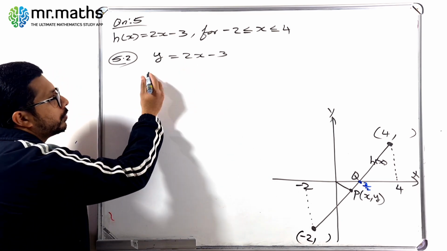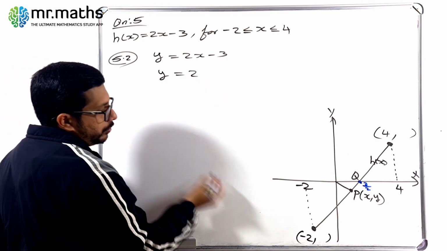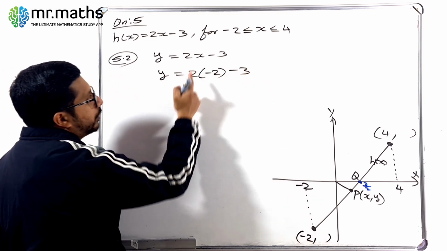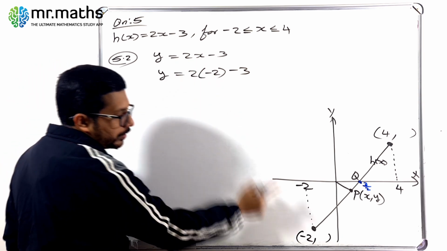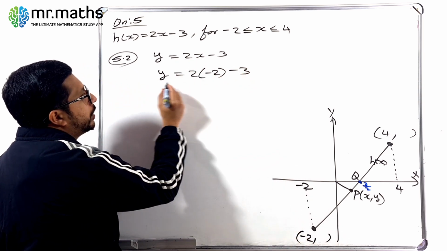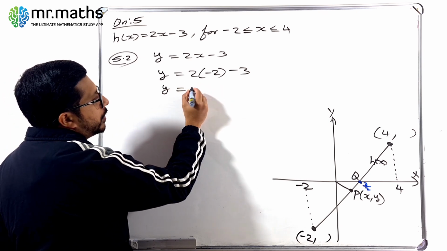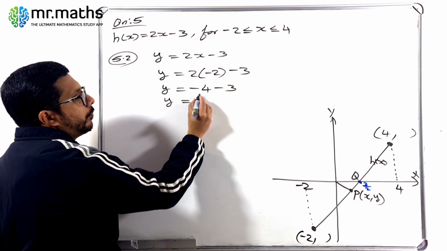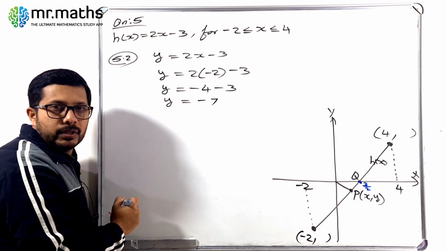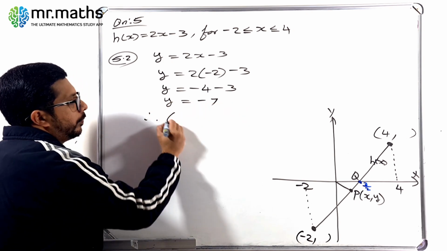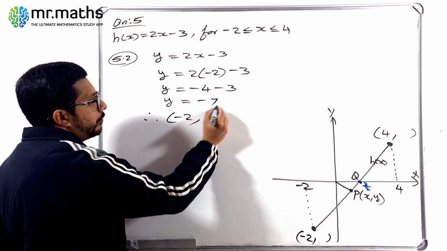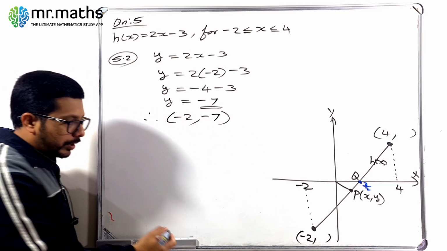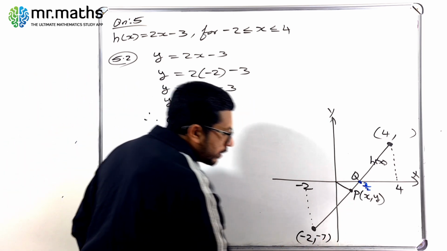Am I right? So y is equal to 2 into minus 2 minus 3. 2 into x, I substituted x as minus 2, then minus 3. So y is equal to 2 into minus 2 is minus 4, minus 3. That is minus 4 minus 3 is minus 7. So what is the coordinate there? X is minus 2 and y now we got as minus 7. So this is the coordinate of that point. So what is here? Minus 7.